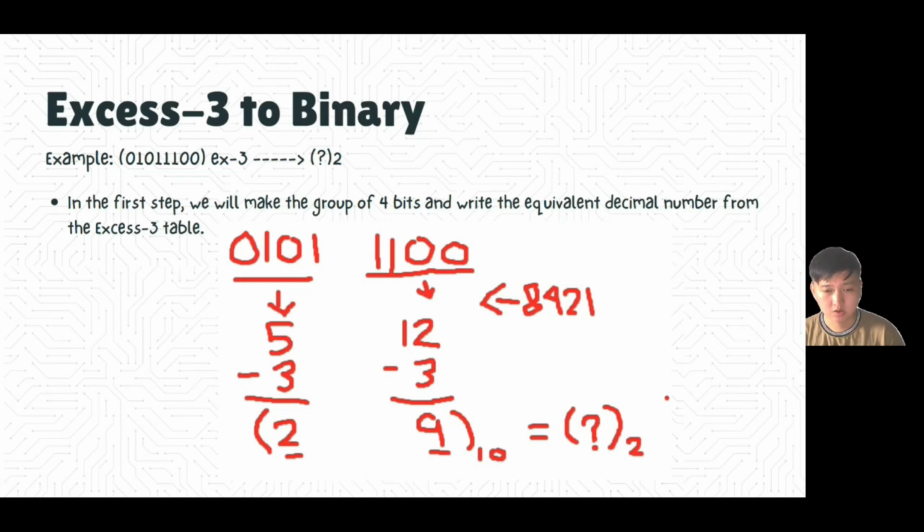The second group is 0, 1, 0, 1. From right to left, 1 times 1 is equal to 1. 2 times 0 equals 0. 4 times 1 equals 4. 8 times 0 equals 0. So 4 plus 1 is equal to 5, minus 3, which is 2. 29 base 10 is the equivalent decimal number in the excess 3 table.